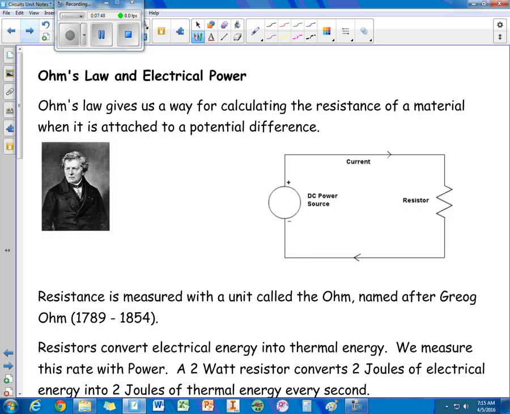So Ohm's Law gives us a way of calculating resistance of a material. It gives us a way of calculating potential difference, and it gives us a way of calculating everything else we need.